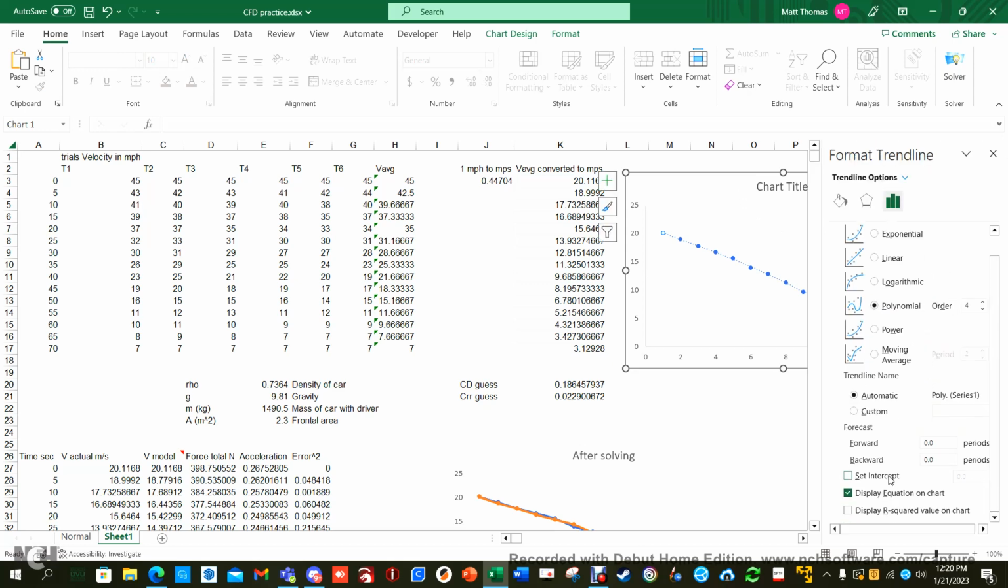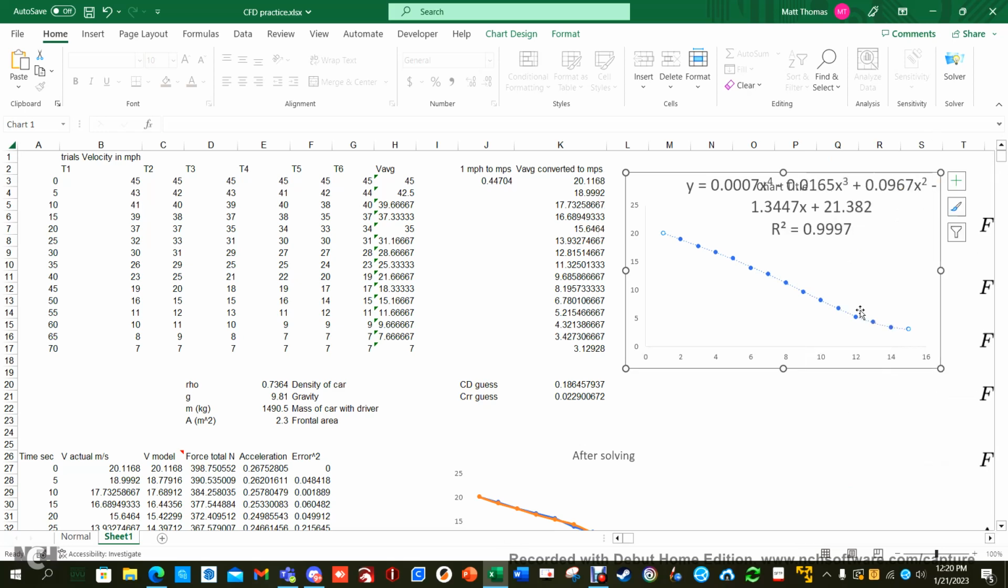Format trend line. Uncheck. Redisplay it. Display R squared value. R squared is not really important, but depending on numerical methods, I think R squared was how close you were to your accuracy of an error, and we're pretty close to 1, which is good. Don't quote me on that. It's been a while since I had numerical methods.